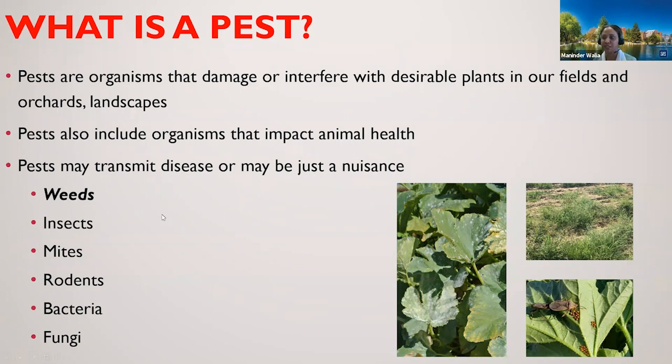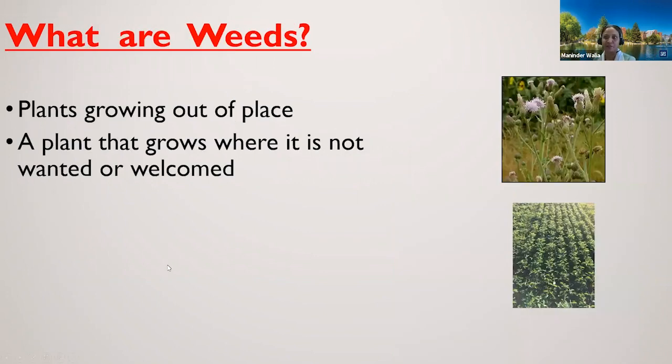And some examples of pests include weeds, insects, mites, rodents, bacteria, and fungi. So weed is a class within the pest. So what are weeds now? Simply put, a weed is a plant that is growing out of place, or in a place where it is not desired. A common example of plants growing out of place is grass growing in a flower bed, or a soybean plant growing on a golf green would be a weed. So whenever we see a plant which is not desired, and mostly those are unwanted plants, those are named as weeds.